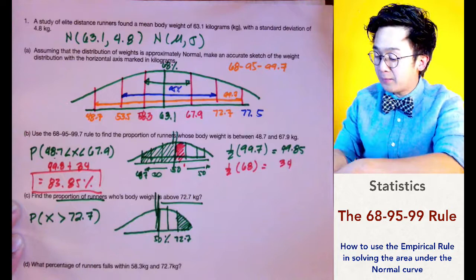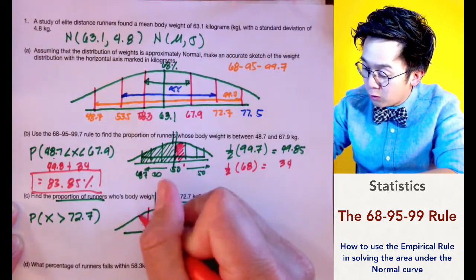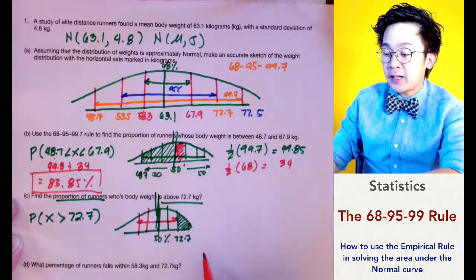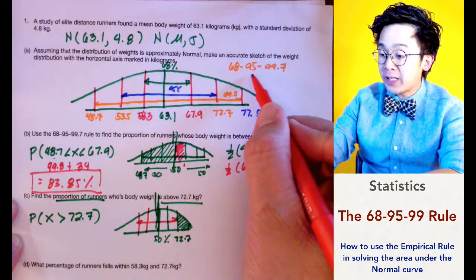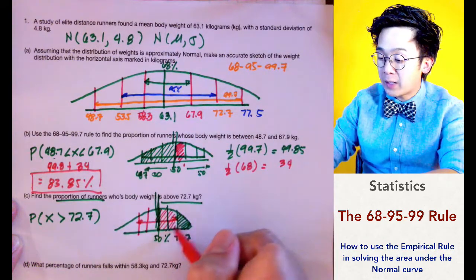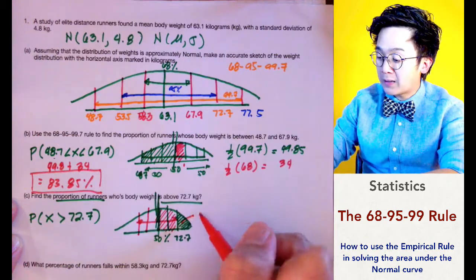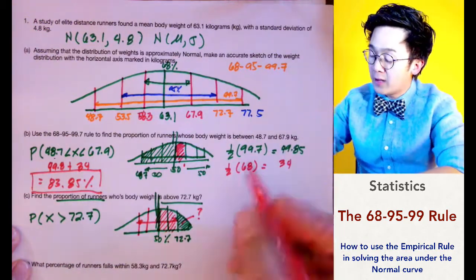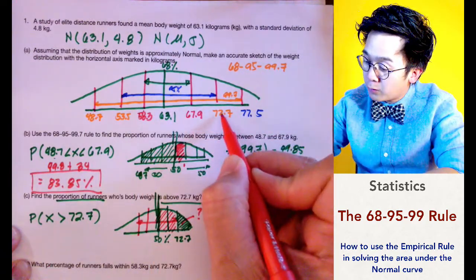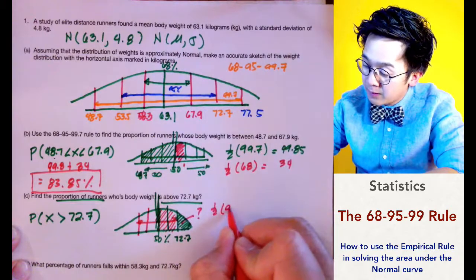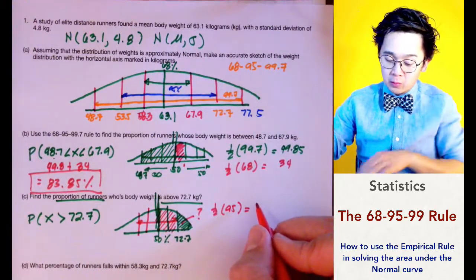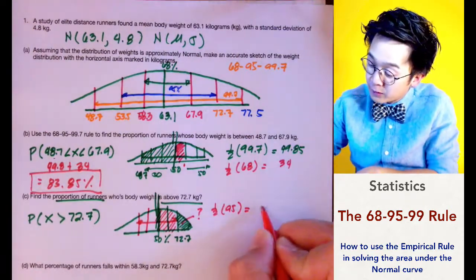At alam natin na yung 72.7 nagko-correspond siya sa 68 or 95%. So, ang gagawin natin is kukunin natin yung kalahati nung 95% para makuha natin yung complement niya, para makuha natin yung area na kailangan natin. So, ang half ng 72.7 ay nagka-correspond sa 95%. Ang half ng 95% gamit ang calculator will give us 47.5%.